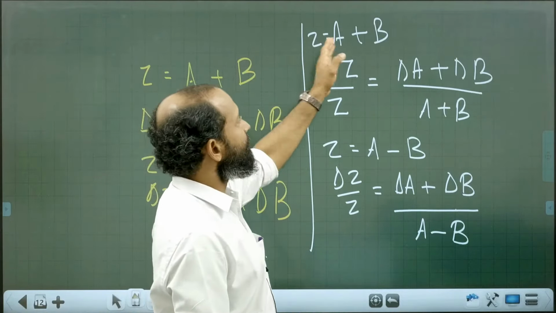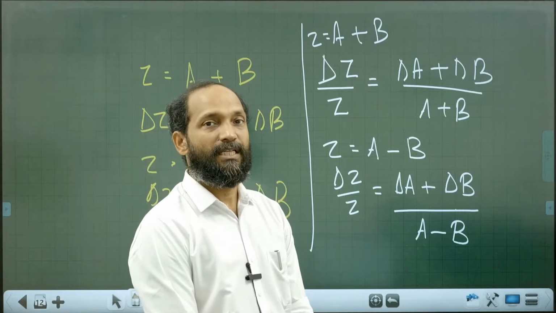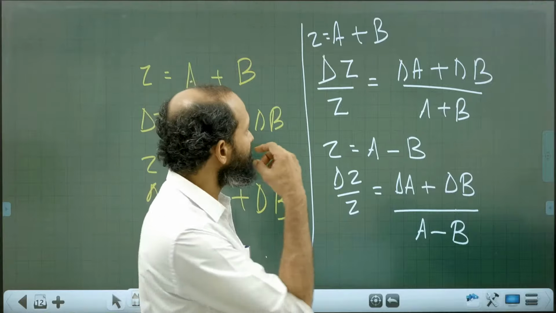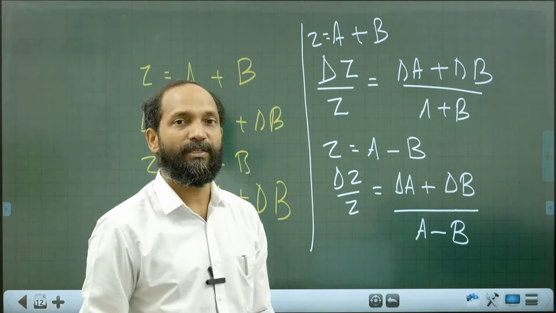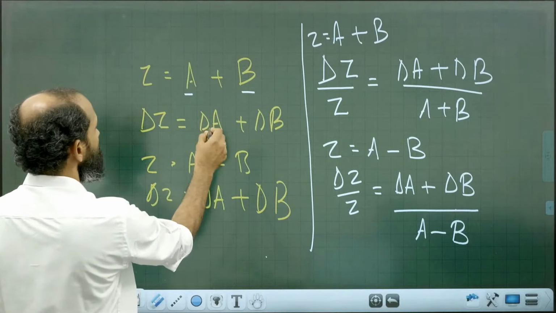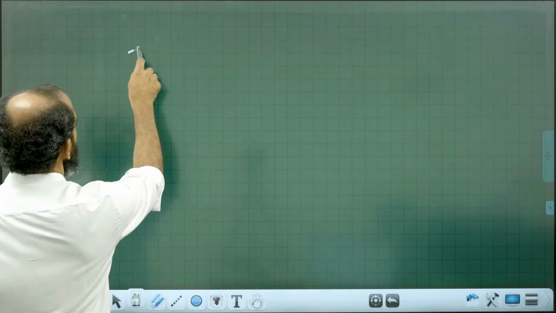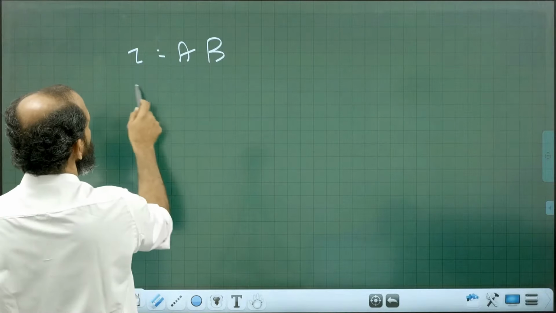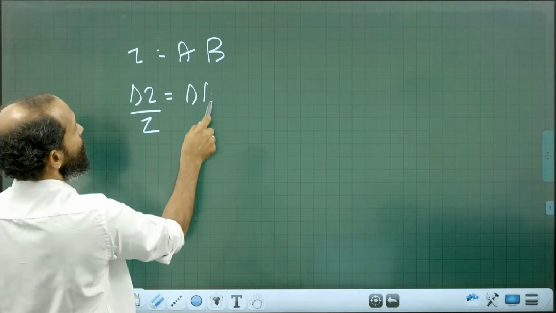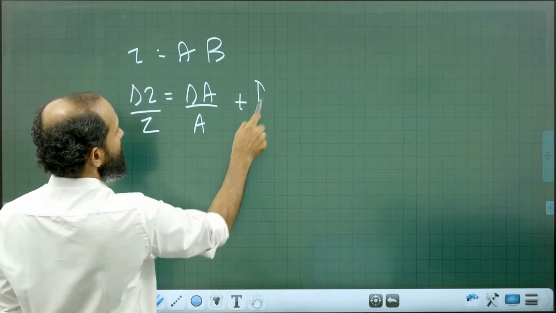Z equal to A plus B means Z is the sum of A and B. In the sum of two quantities, the absolute error is the sum of the absolute errors of each. Z equal to A plus B, delta Z equal to delta A plus delta B. If Z is equal to AB, what is delta Z? Delta Z by Z is equal to delta A by A plus delta B by B.